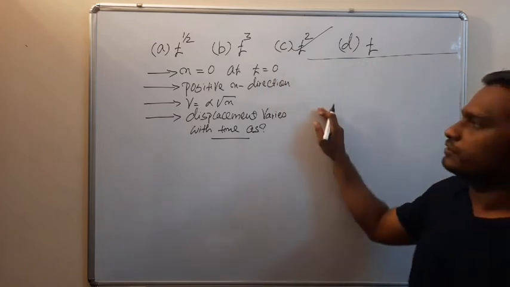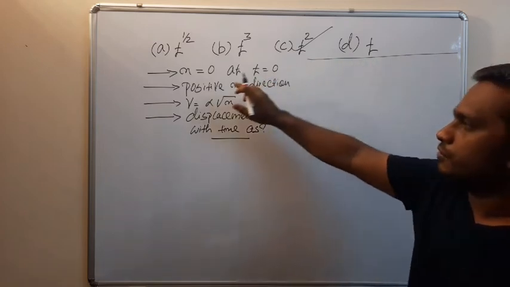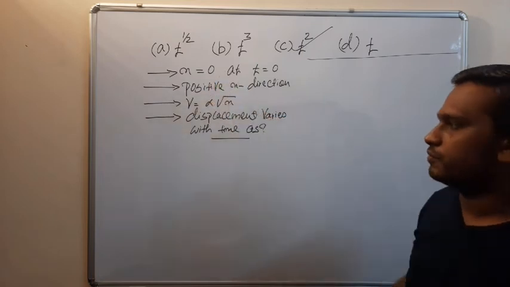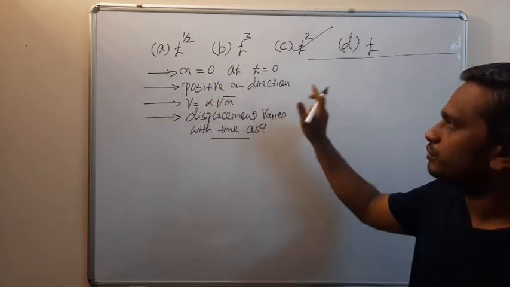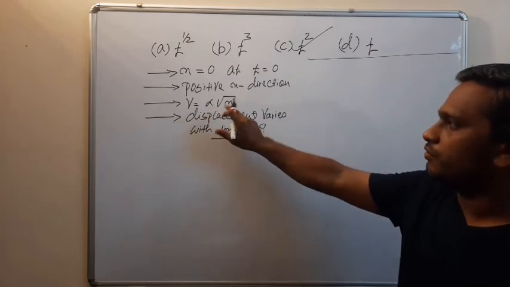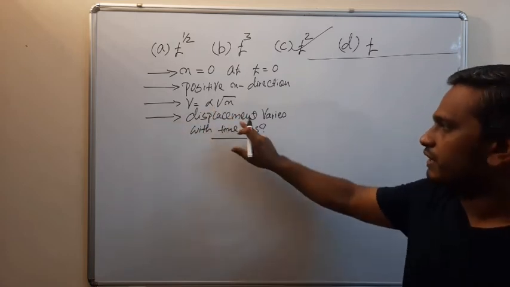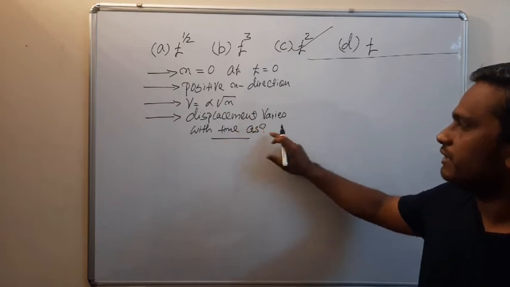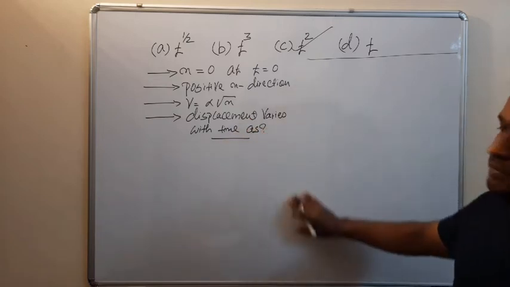So it is given in the question, when time is equal to 0, the displacement of the particle is 0. The object is moving in the positive x direction. So the instantaneous velocity of the body v is equal to alpha root x. So we have to find the displacement and we have to find the relation with the time.